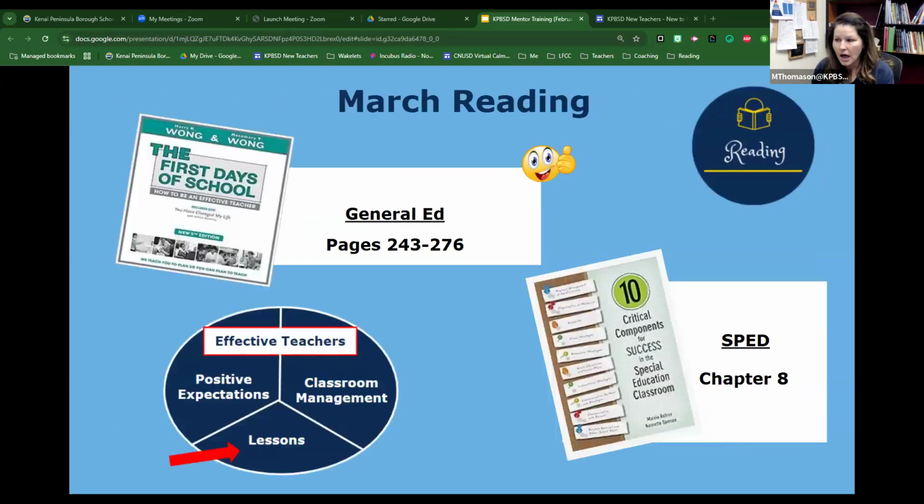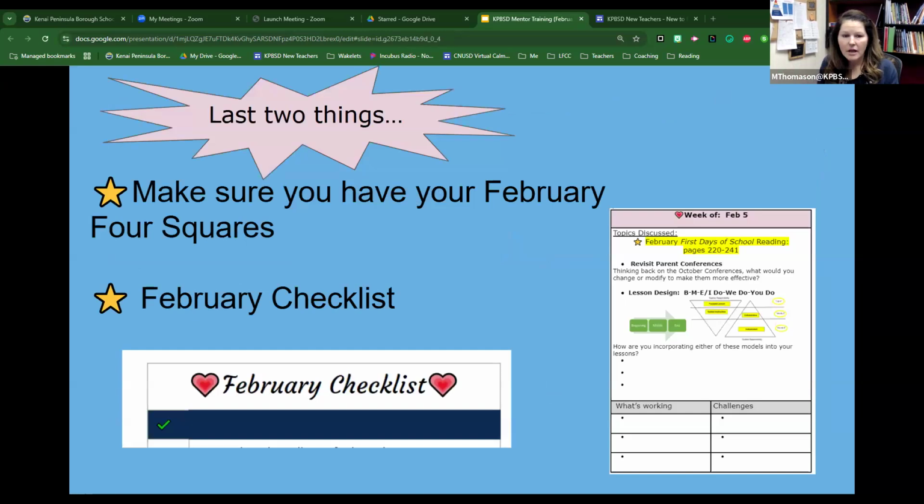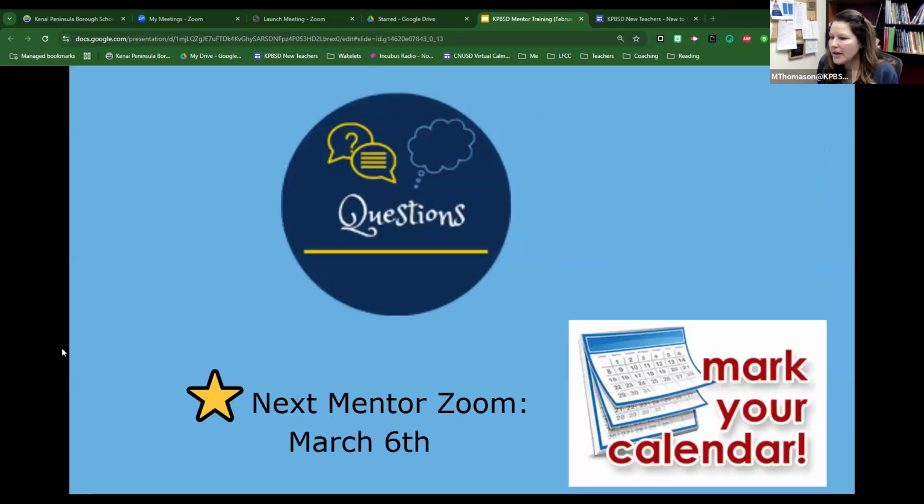Here's the March reading, pages 243 to 276 in the first days of school. And for SPED folks, chapter 8. And I sped through a slide. The next Mentor Zoom is March 6th.